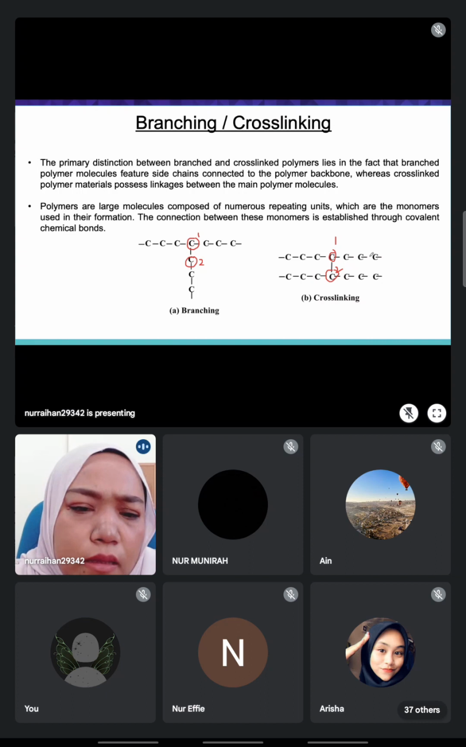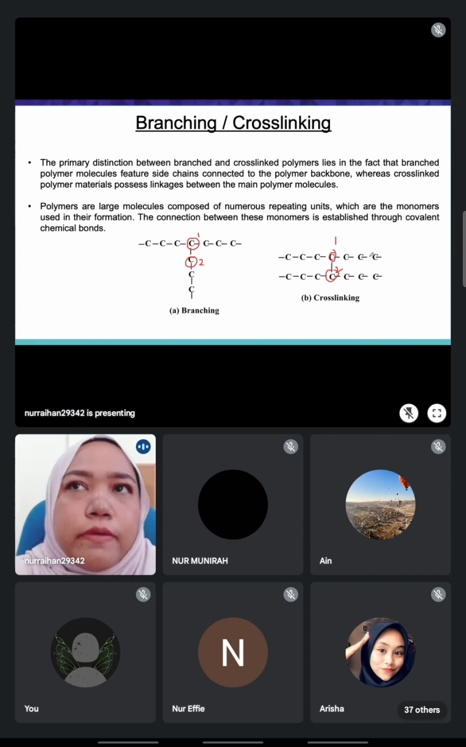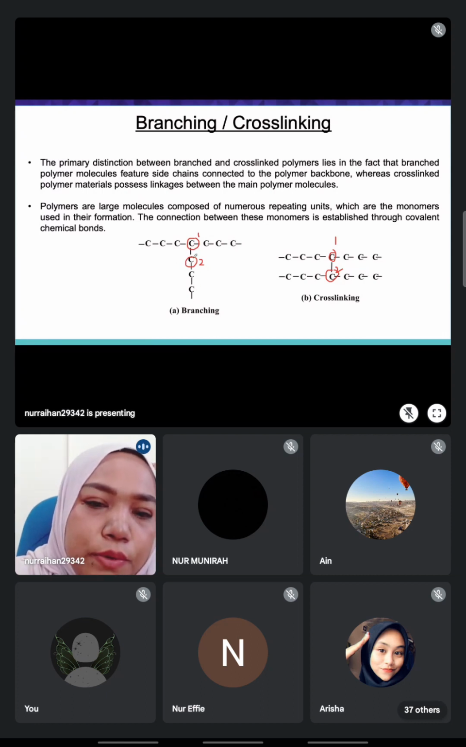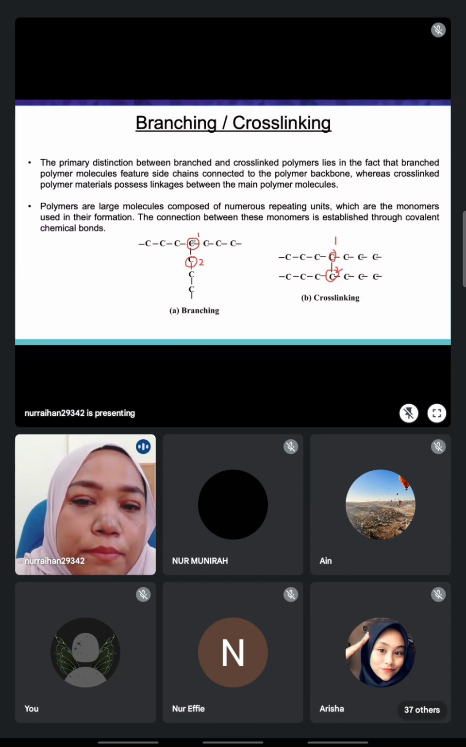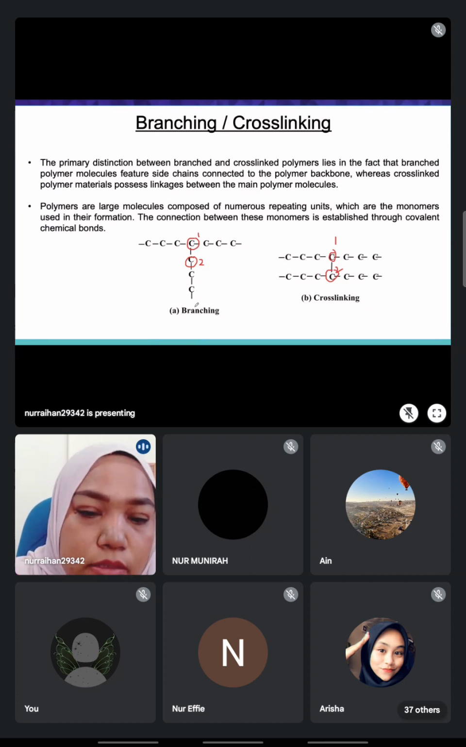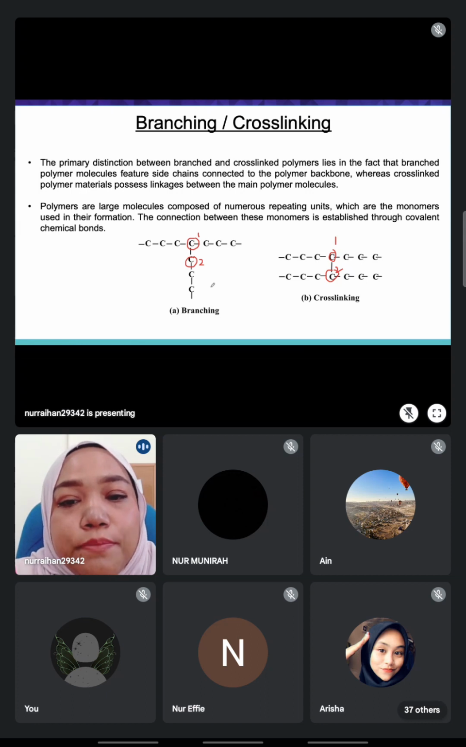Okay, untuk branching, it occurs when there is a growth of a polymer chain in a different direction. Like this one, this polymer chain, they grow ataupun they propagate at this carbon. So this might happen because you polymerize ataupun you do the grafting, you do the reaction between the polymer, you combine the polymers, so they will attach to any carbon, to any active site. So they will grow another chain here. So this one is considered as a branching.